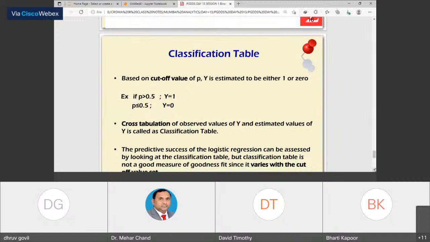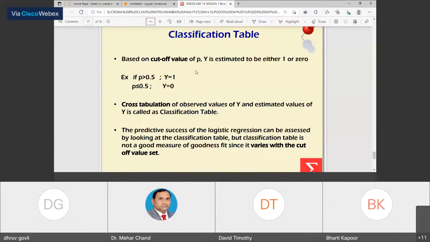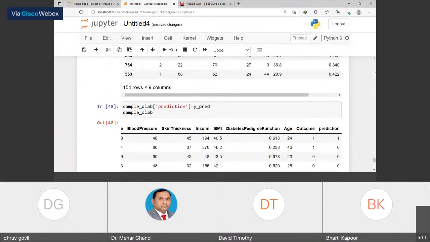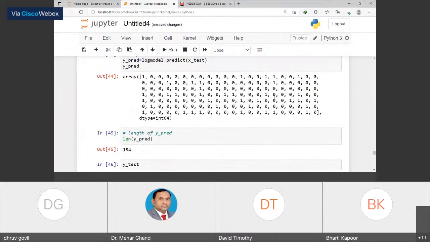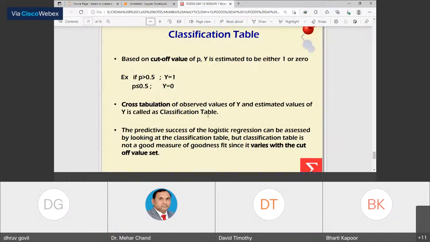Just see this. In this classification, the cutoff value is automatic. You can also decide it manually, but it takes a default. If your p value is greater than 0.5, then it is converted directly to 1. And if the p value is less than or equal to 0.5, it is directly converted to 0. As you observe in this, it is a 1 and 0 output form. It is a classification: true, false, yes, no, survive, dead, all these things. So that's why it can be converted in this format. So the cross tabulation of the observed value of y and the estimated value of y is called the classification. So you have to vary the cutoff value also.